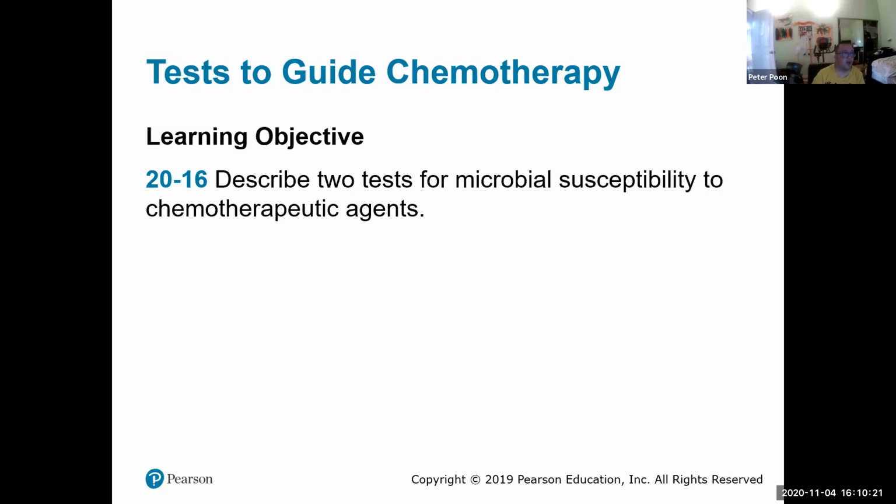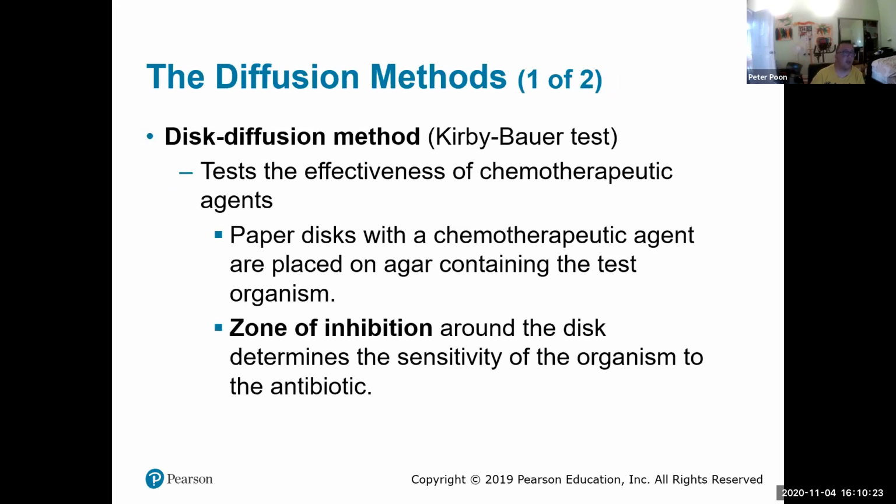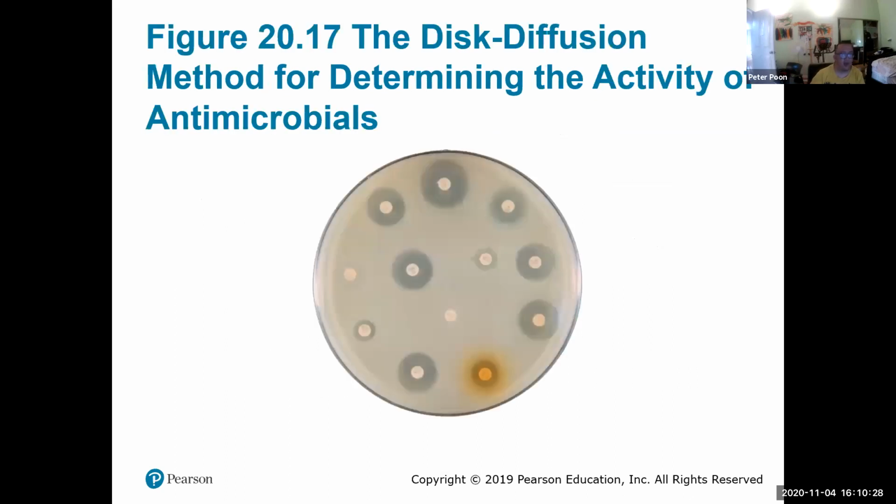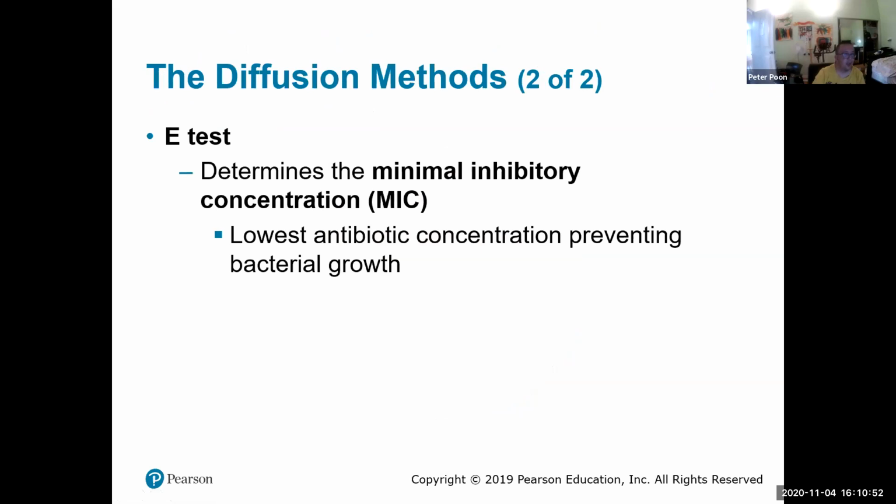All right. So this diffusion method. This is how we use this diffusion method. You can see there's a zone of inhibition. You can measure these with a ruler. For those of you in the lab, you have already seen this, but you can measure this with a ruler and see how big the zone is, et cetera. And the bigger the zone, the more effective the antimicrobial.